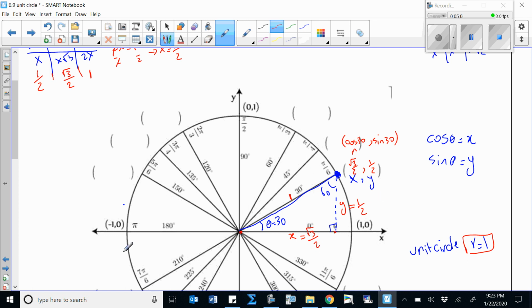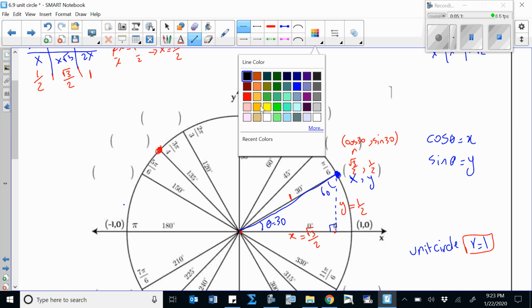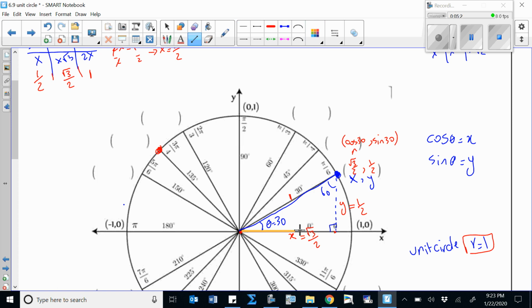I'm going to try one more angle. This time let's try this one at 3 pi over 4. So the angle that I have here is this one. It starts from here and ends at this point. The measure of this angle is 3 pi over 4, or 135. Now, if I find the x and y of this point, I have actually found sine and cosine of this angle, which is 135.